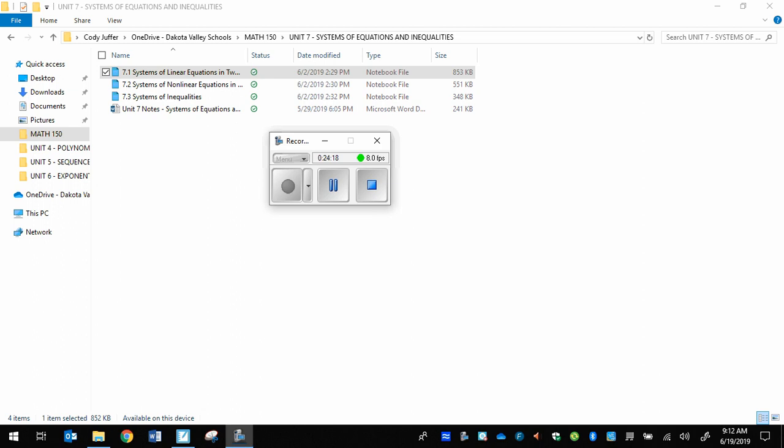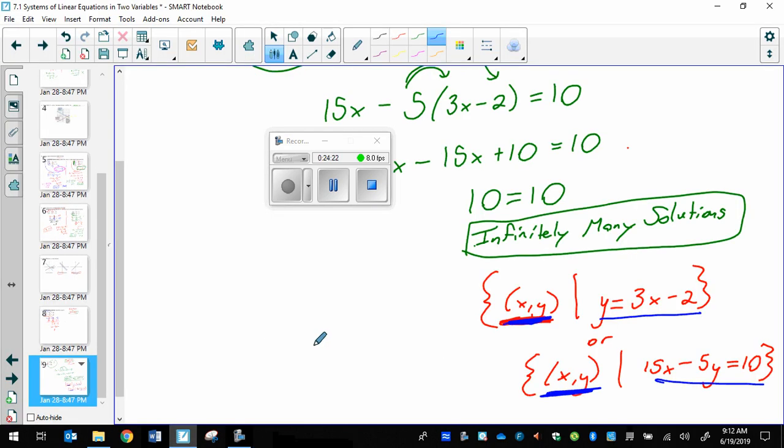So one thing that I want you to be familiar with, though, when you're doing the homework, if it asks you to solve it using substitution, please do substitution. If it asks you to use elimination, please do elimination. If it doesn't give you a way, then it's your choice.